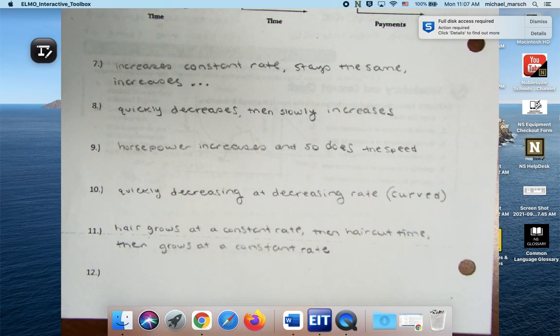Maybe it grows faster at certain times of the year or slower at certain times of the year. Not your hair, the lawn.